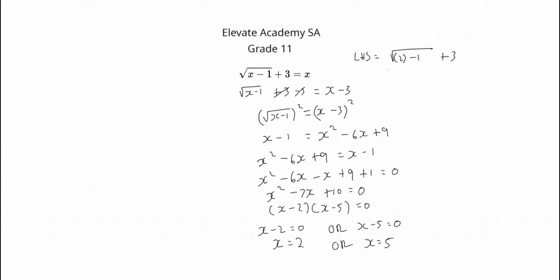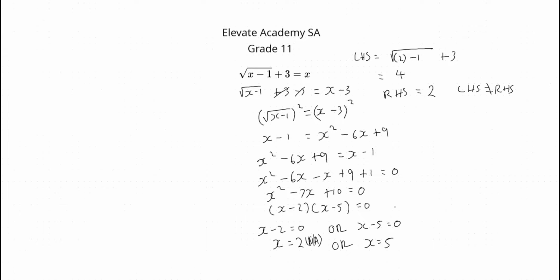And here we will see that we'll have 4. And our right-hand side is just simply x. So the right-hand side will be 2. And we can clearly see that the left-hand side is not equal to the right-hand side. So this solution is not applicable.